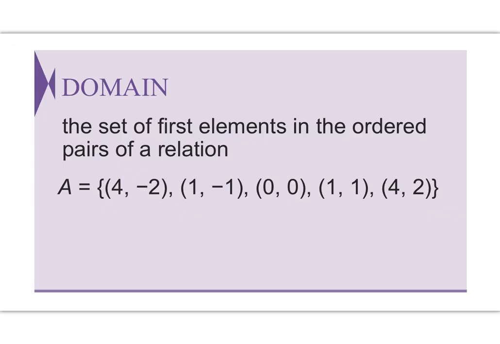Let's talk about domain. So domain is the set of first elements in the ordered pairs of a relation. So in this example here, your domain would consist of those first numbers there. So you would have the 4, the 1, the 0, and again, you don't list it twice, and you will also want to list these in least to greatest order. So I would take this and I would write that domain in set notation as 0, 1, and 4.